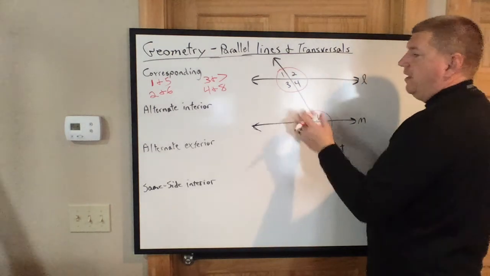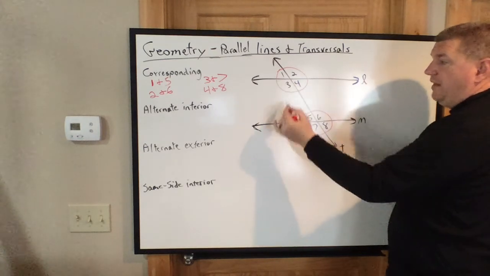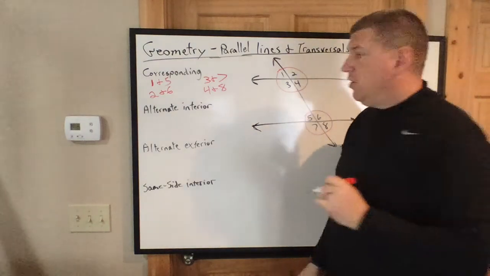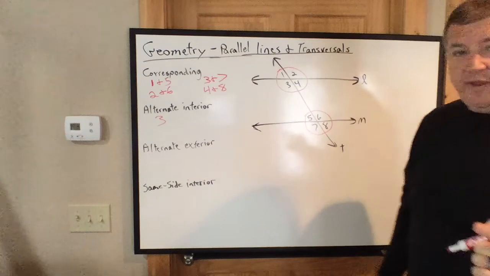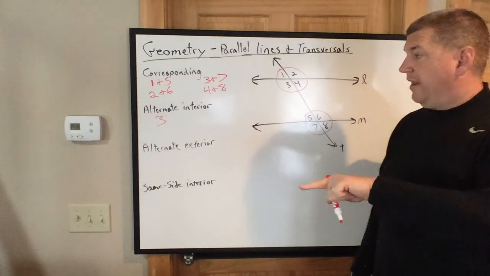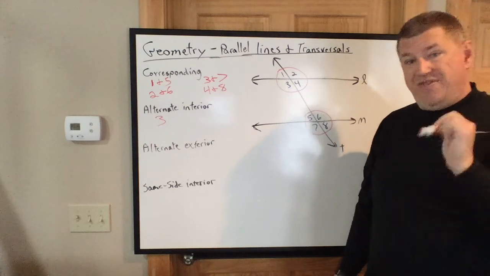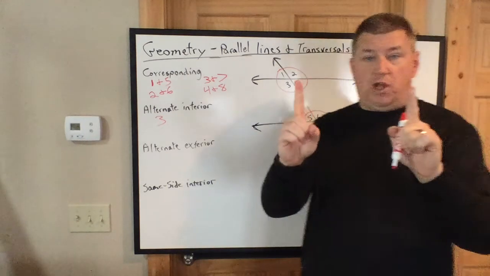The four angles that are between the two parallel lines are angles 3, 4, 5, and 6. If I pick angle 3, what angle is on the opposite side of the transversal and in the other cluster? That's alternate interior angles. You have to pick one angle from each of the two clusters.